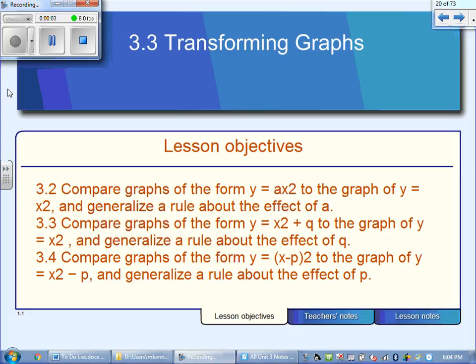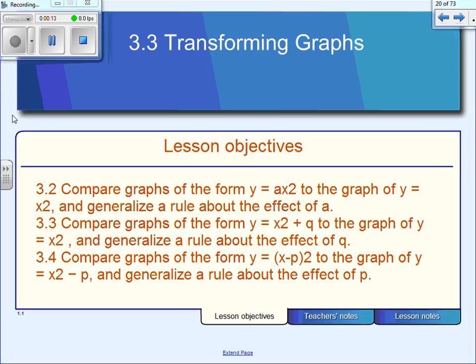Okay, so this is 3.3. We're going to transform some quadratic graphs. This is a flipped class lesson, meaning that you should be doing this at home, writing notes in your notebook, then coming to class and working on these questions and getting assistance on them. So you're getting more time in class to actually do your work rather than to spend your class time learning and then being frustrated at home trying to work.